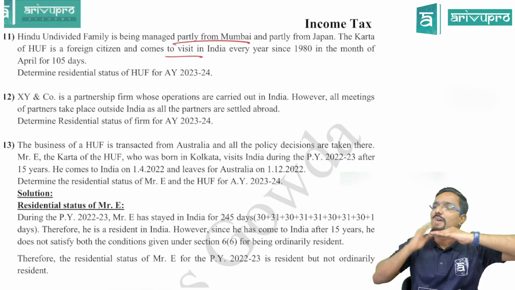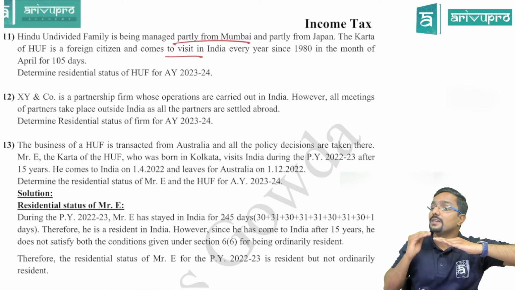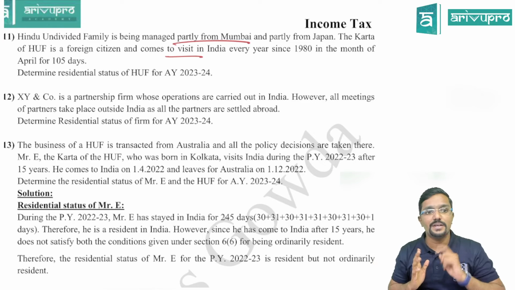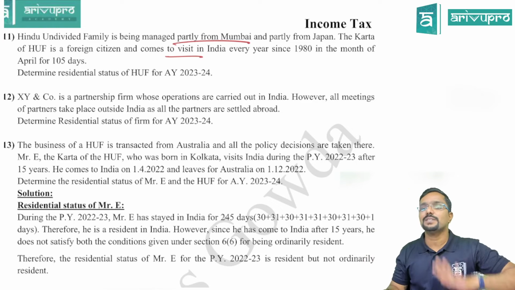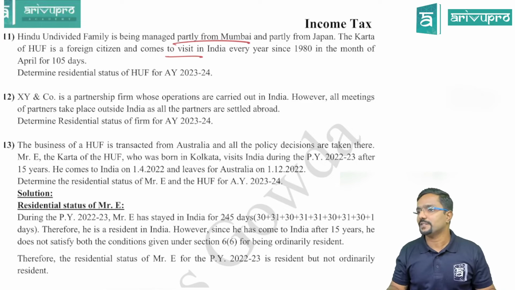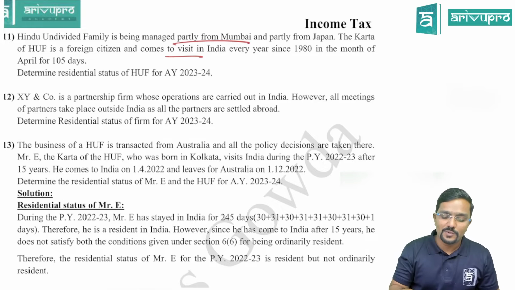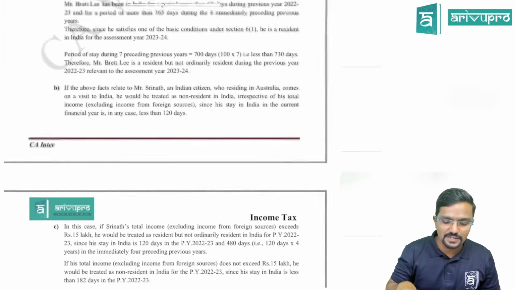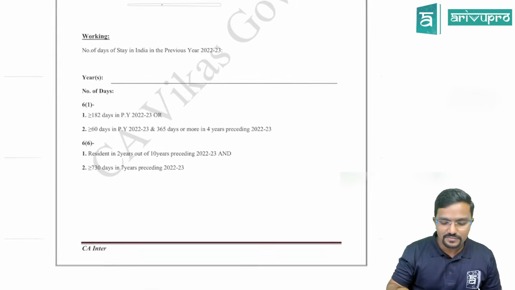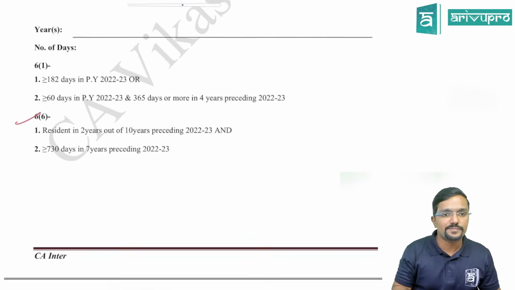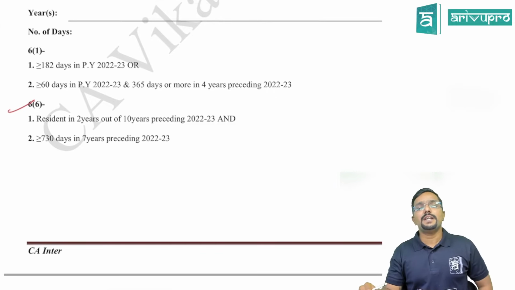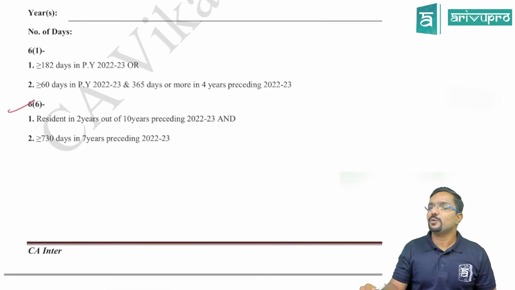Clear? So what we have to check is whether he is satisfying both the conditions given under section 6.6. Determine the residency status of HUF is asked, but for which we also have to refer to the Karta part. So first step is Karta is a resident. Next we have to check whether they are ordinary or not ordinary resident. So come to section 6.6. Just a second, I will just refer to my working here. So for me this part is important now with respect to Karta. So Karta is resident in 2 years out of 10 years preceding 22-23.